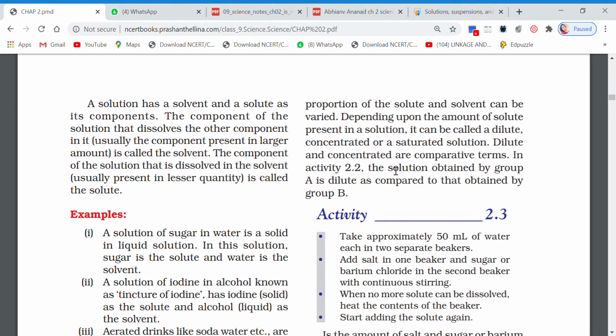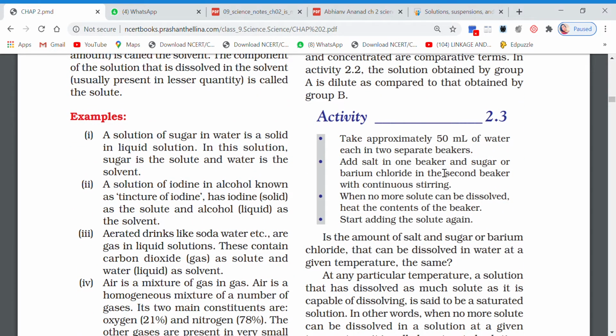It is concentrated. Now children, see, there is an activity in your book. Let me show you. Activity 2.3. Take approximately 50 ml of water, each in two separate beakers. Add salt in one beaker and sugar or barium chloride in the second beaker.